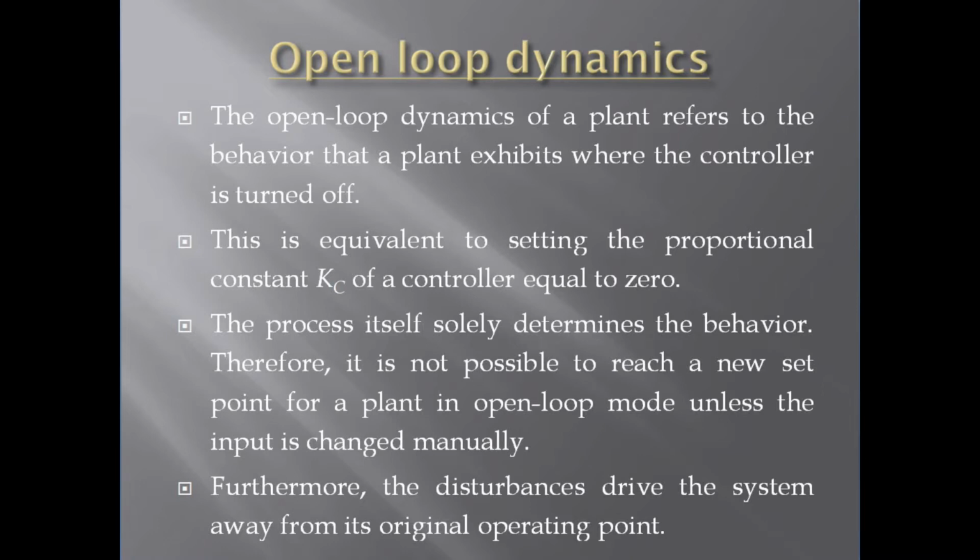So this means the proportional gain of that controller will be 0. That means there is no controller. So what it implies, the open loop dynamic response of a system implies nothing but the behavior shown by the process itself. That means solely it determines the behavior of a process, right? Until and unless this open loop mode is changed manually, that means until any control signal is imposed, till then that is the behavior the plant is showing, right?